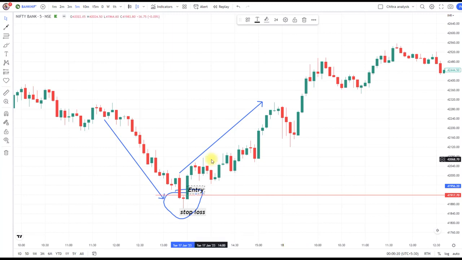So why is this dragonfly doji very powerful? Because here the sellers are trying to push the price down and buyers are trying to push the price up. So price closed up, that is, the closing price is higher here. This is the low of the candle. So this is called a dragonfly doji. Buyers are in control. That is the meaning of the dragonfly doji.